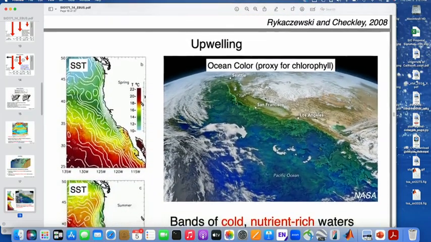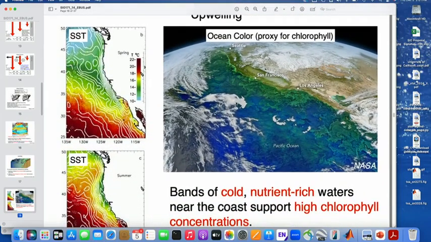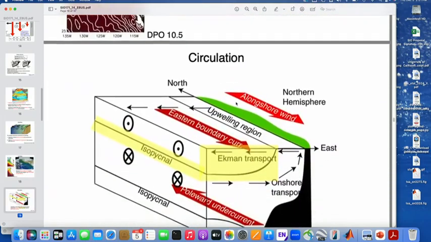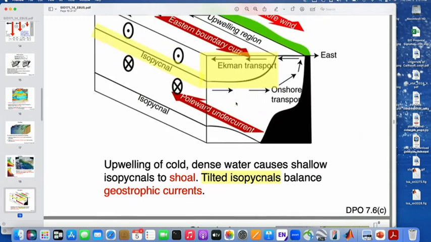What else is interesting? Basically, that upwelling causes blooms because it's bringing cold nutrient-rich waters to the surface. The basic picture is one like this. I think this is an easier one than the one I pointed out before: there's offshore transport at the surface, onshore transport below. Got to have that to conserve mass, right? Because if we say no variation in this direction, flow that way has to be balanced by flow this way. And then there's upward flow at the coast, and that's called the overturning circulation at the coast.